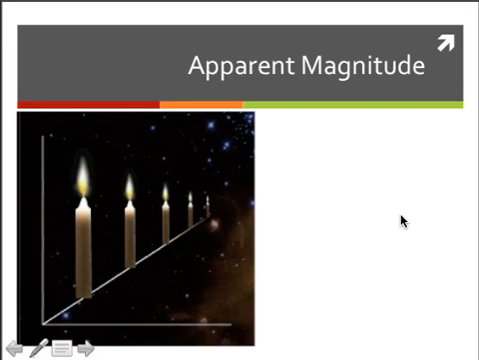If you put a flashlight to your eye and turn it on, of course it's going to look really bright to you, but it's not actually any brighter than if you were looking at it from across a football field. The apparent magnitude is a measurement of how bright the star appears to us from Earth.